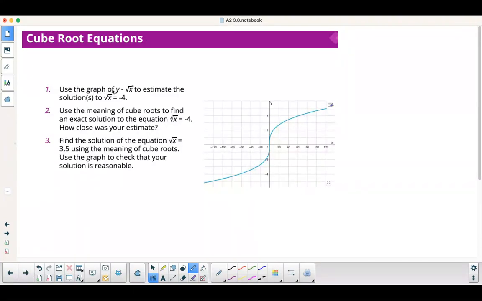All right. Use the graph of y equals, that should say cube root of x, to estimate the solutions to cube root of x equals -4. So here's -4. Looks like it's a little bit past that, negative 60. So I'm right here. I'm going to say negative 60 something, negative 63, negative 64.